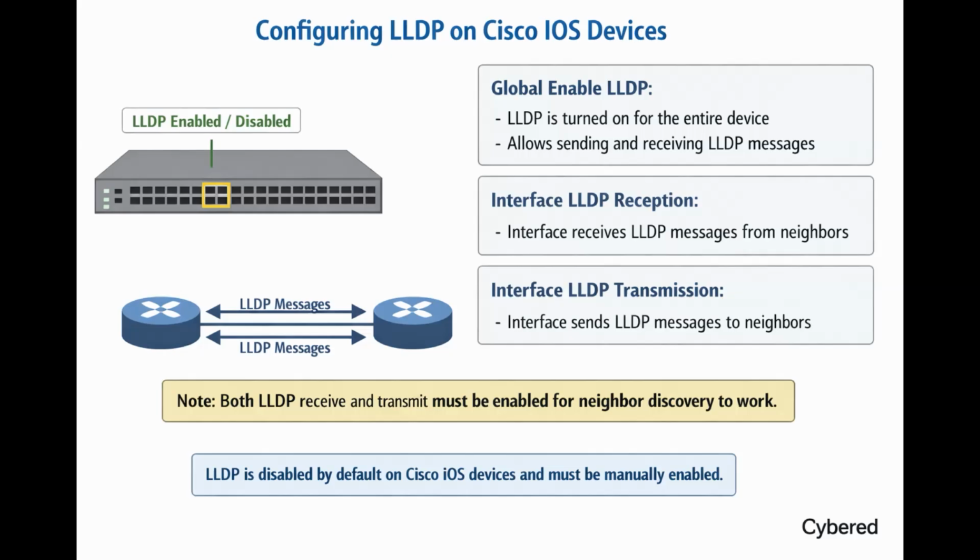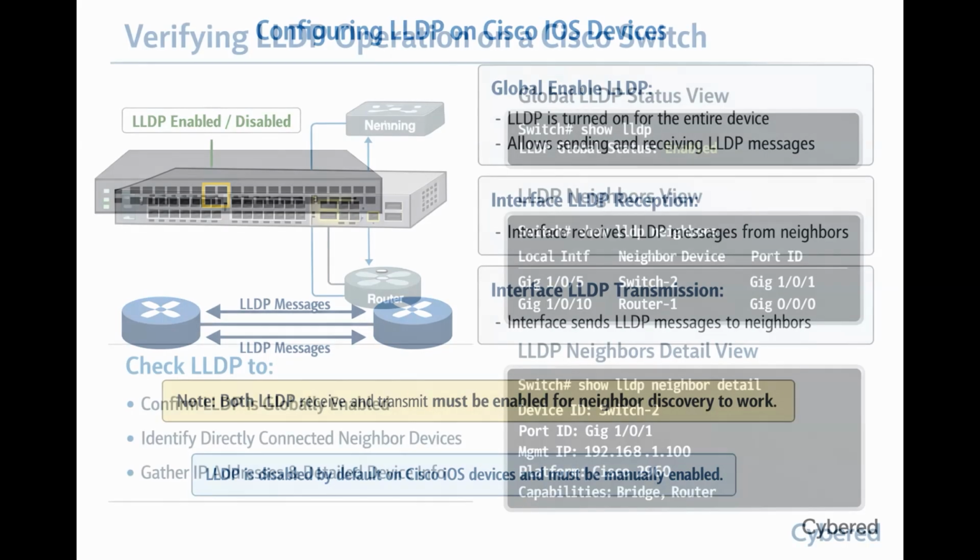LLDP configuration on Cisco IOS. Enable LLDP globally, that would be lldp run. Enable LLDP on an interface. Enable LLDP reception. Enable LLDP transmission. Both receive and transmit must be enabled for neighbor discovery.